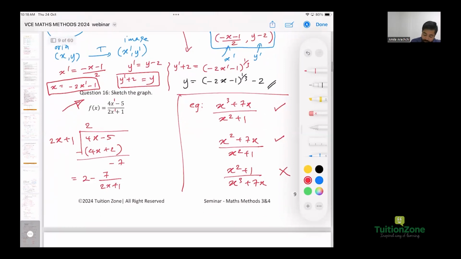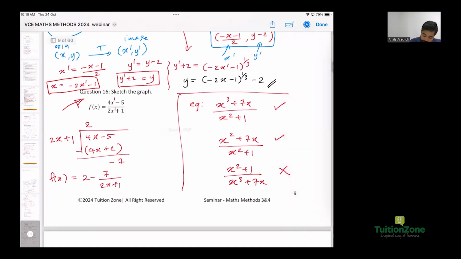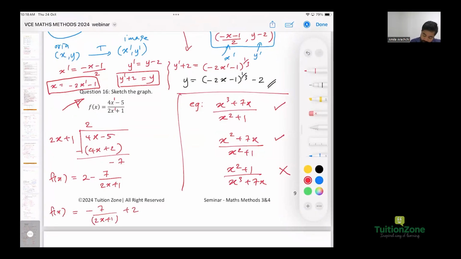And now we can see what sort of equation that is. As we mentioned, it becomes a hyperbola. I can rewrite it as negative 7 over 2x plus 1 plus 2. There you go. Sketching you can do later, because as long as you get the equation, you can clearly see the asymptotes: y equals 2 and x equals negative 1 over 2.